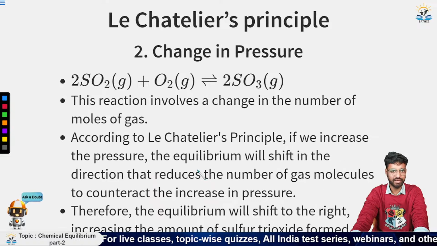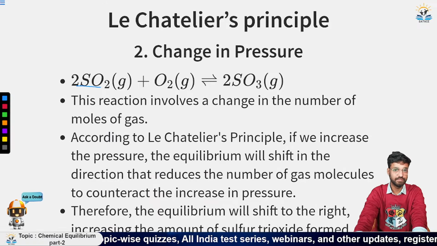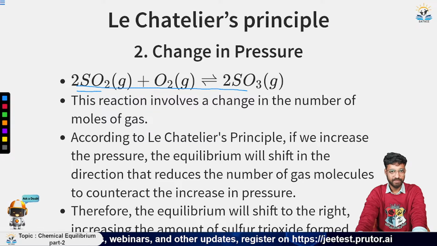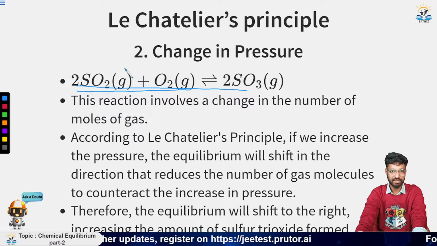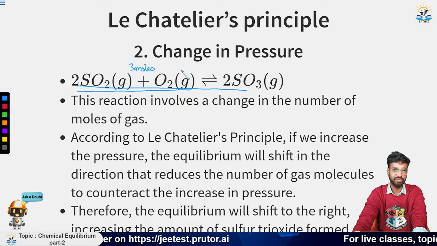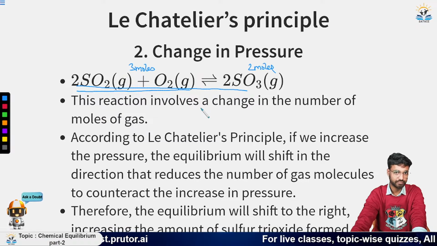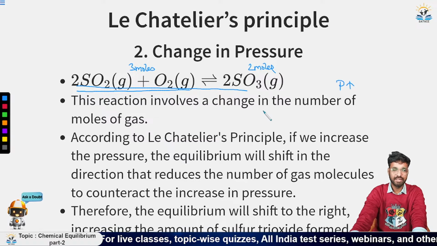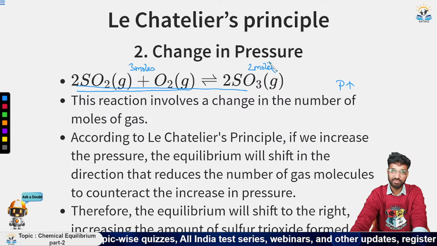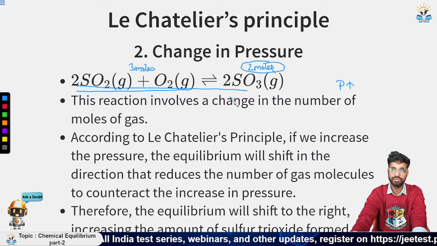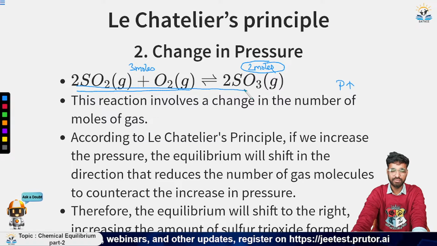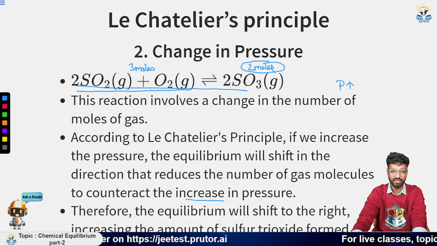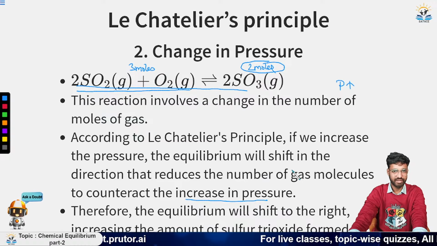Let us take an example to explain it. Suppose we have a reaction here. Now let us see which side has more moles. We can see clearly that the reactant side has more moles: 3 moles of gas, and the product side has 2 moles. Now if we increase the pressure here, the reaction will proceed in which direction? Toward the side with fewer moles, because P is directly proportional to the number of moles. The product side has fewer moles, so to counteract this increase in pressure, the reaction will shift in the forward direction.